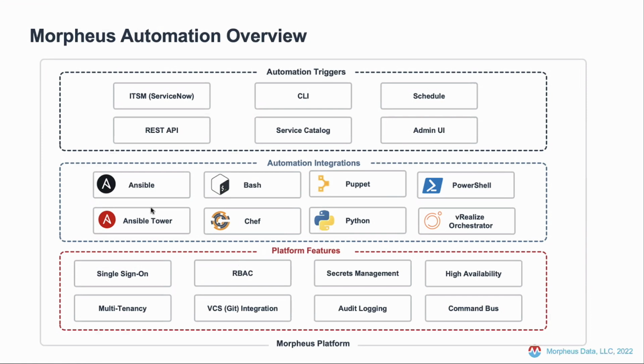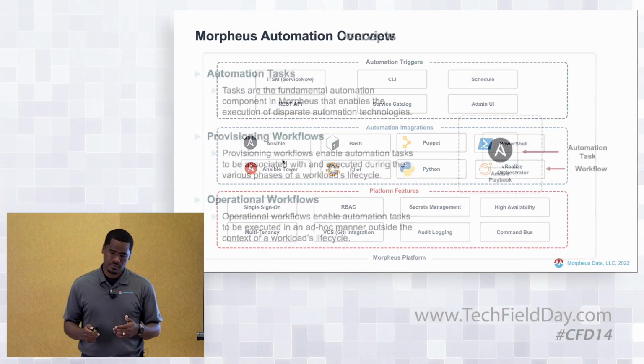And then the abilities or the ways to be able to trigger the automation from the platform, being able to utilize ITSM. So we have a ServiceNow integration in which our catalog items can be presented up to ServiceNow and trigger those from within ServiceNow into the platform. REST API, which we talked about, CLI, the service catalog native to the Morpheus platform, being able to schedule those or run the automation task on a scheduled basis, and then being able to run them from the admin UI.